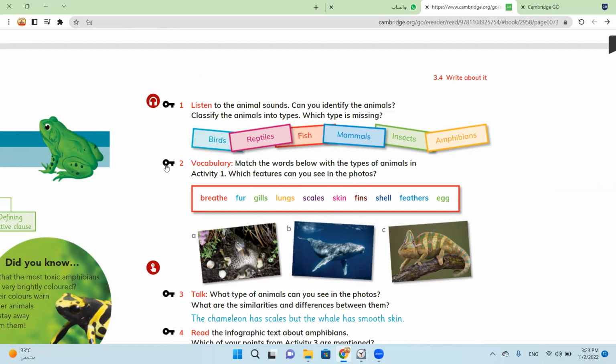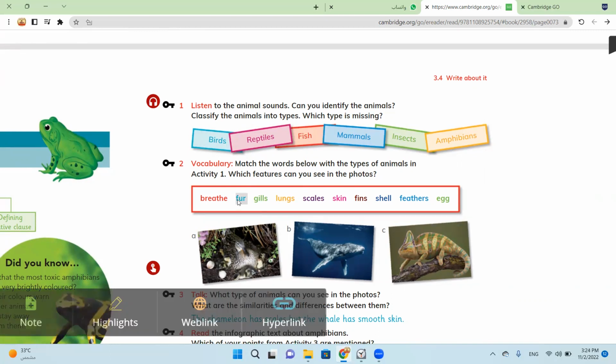Match the words below with the types of animals in activity 1. So we have a set of words here: breathe, fur, gills, lungs, scales, and we need to decide which one belongs to who. So birds, reptiles, fish, mammals, insects, amphibians. Birds can breathe, reptiles can breathe, fish, no, they cannot breathe. Mammals breathe, insects breathe, amphibians breathe.